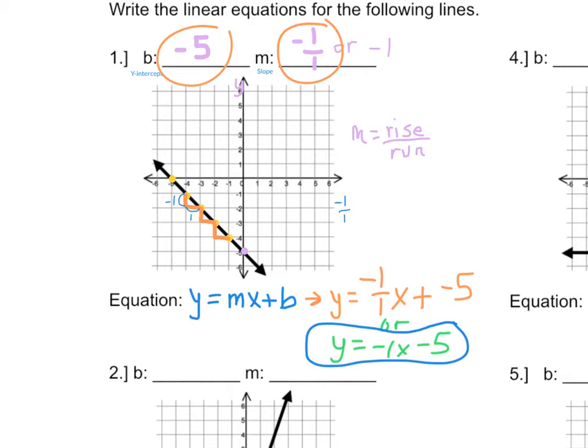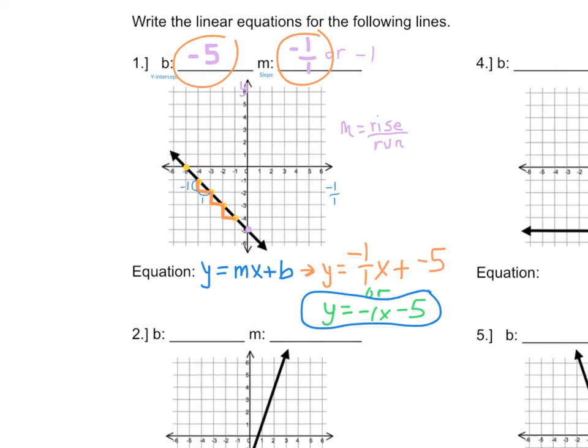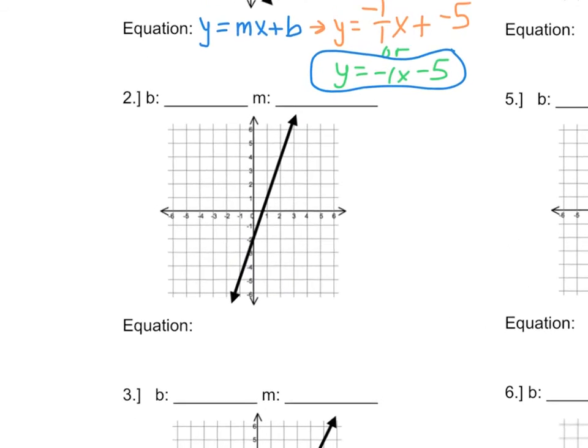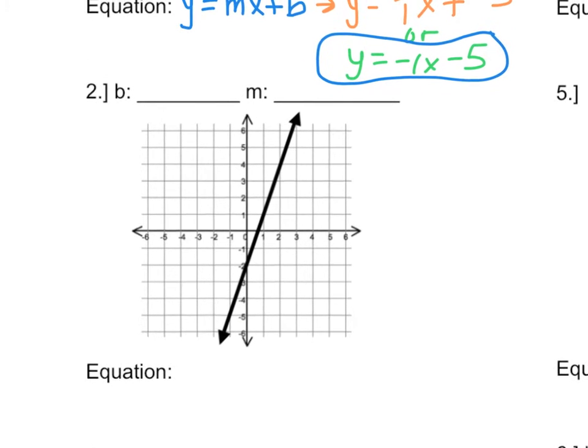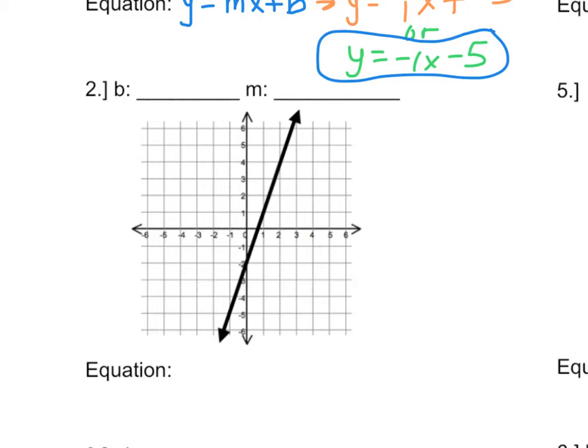Okay, let's move on to number 2. We have to go down on the paper here. Okay, we begin at the b. So begin by looking for the b, which is the y-intercept. So I go down the y-axis and I look for that point where it intersects, and it's boom, right there, -2. So our y-intercept is -2.